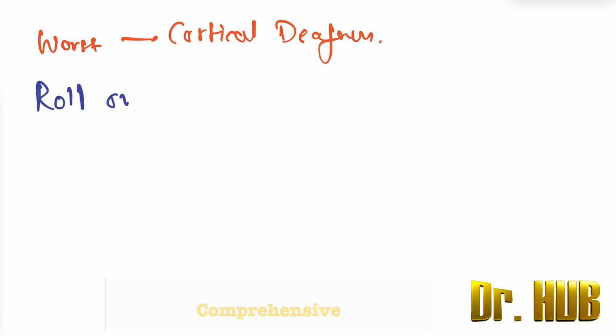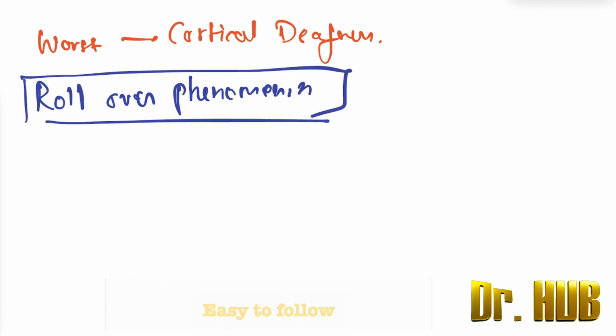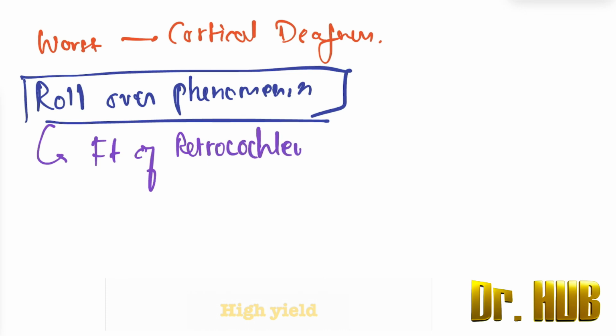Now we need to know an important phenomenon, known as the rollover phenomenon. What happens in the rollover phenomenon? This is a feature of retrocochlear hearing loss.